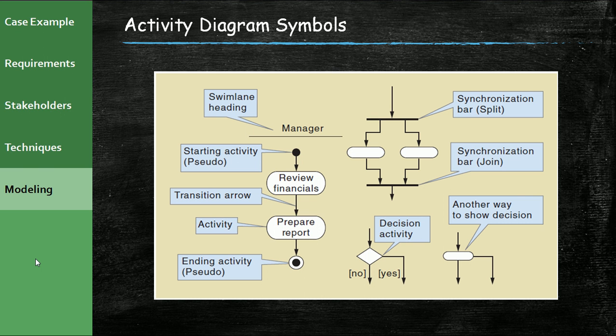If you look on the upper right-hand side, there's a bar, so you've got an arrow that comes into a bar that then splits. That's when you have two. That's how you show concurrency, that two activities can happen at the same time.